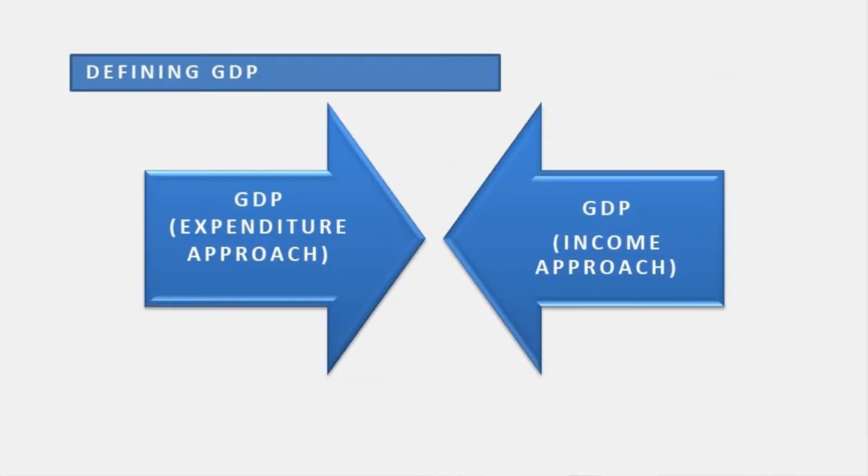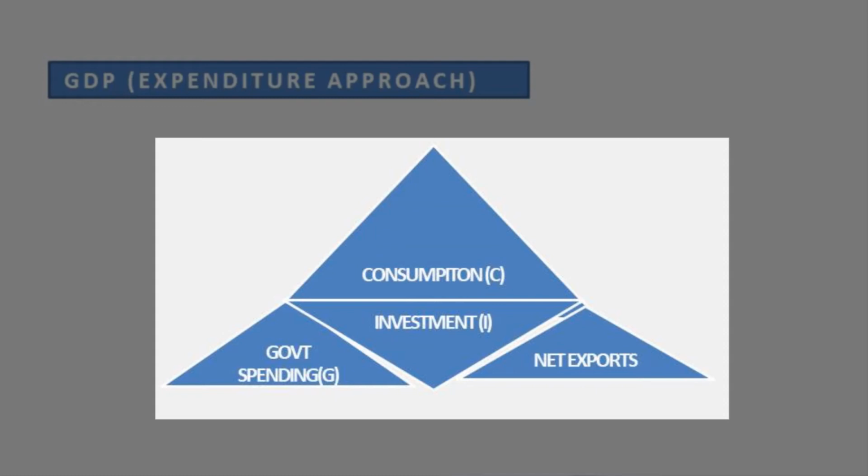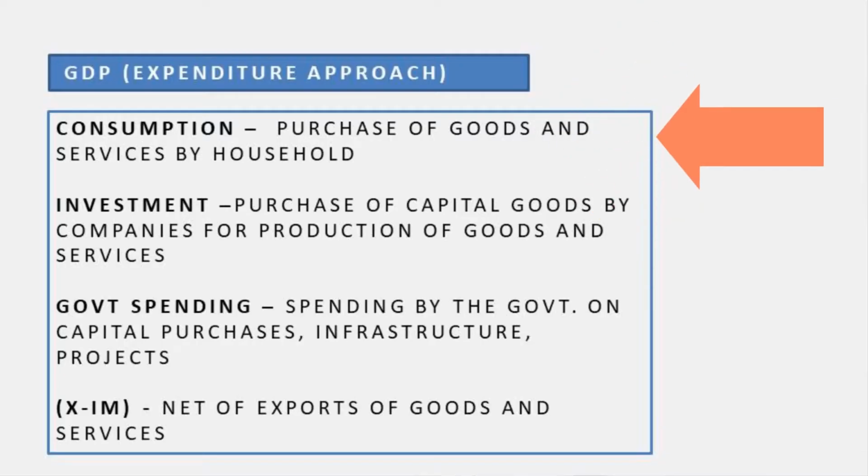There are mainly two ways to measure GDP. One is the expenditure approach and the other is the income approach. Expenditure approach refers to the sum of consumption, investment, government spending and the net exports. Consumption refers to the consumption of goods and services, which could be the consumer durables, non-durables, cars, houses, grocery items, anything which is new into the economy.